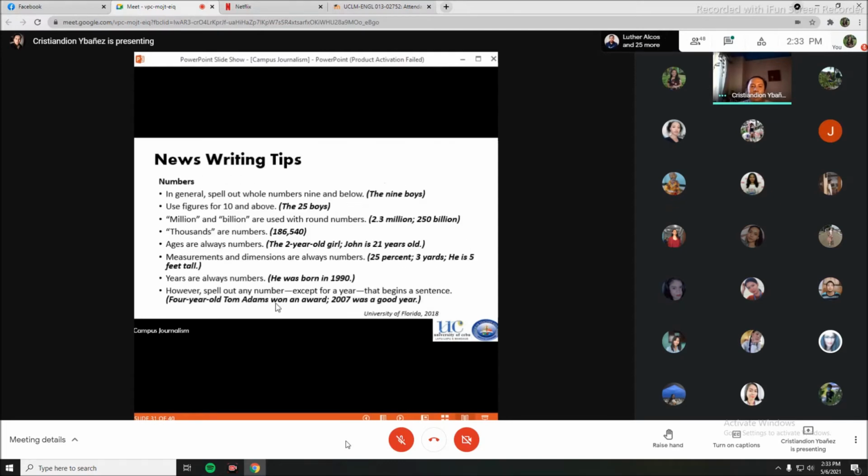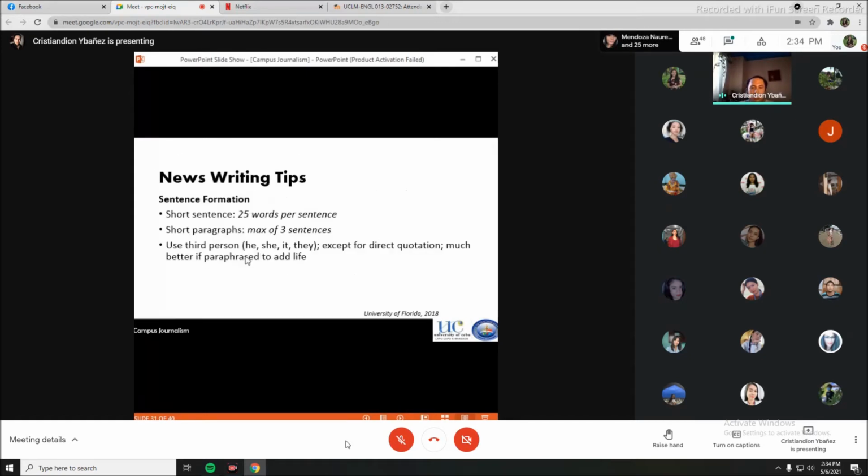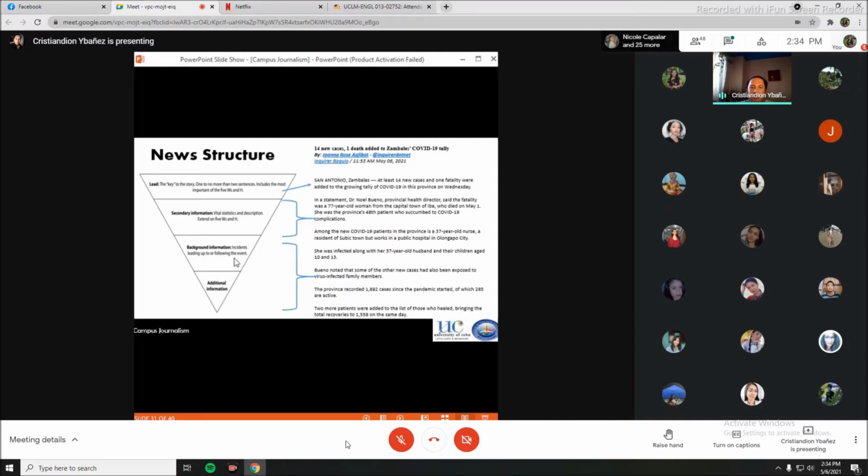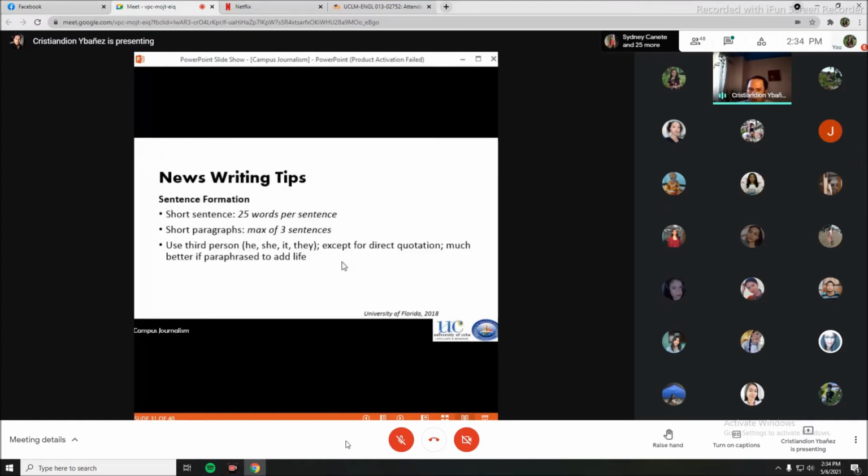Next, for ages, for example 14-year-old, 37-year-old, 15 years old, the age should be expressed in figures as well. You can see in the sentence that you have this 77-year-old, you have 37 as an age, and then you have 10 and 13. All are expressed in numbers or figures.